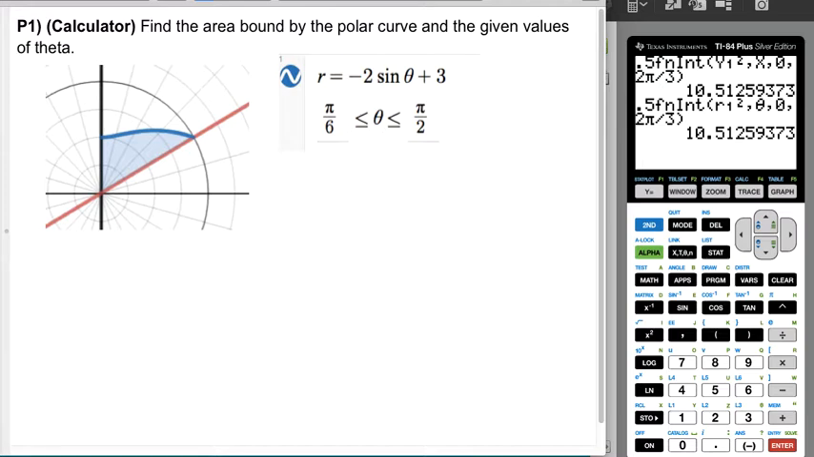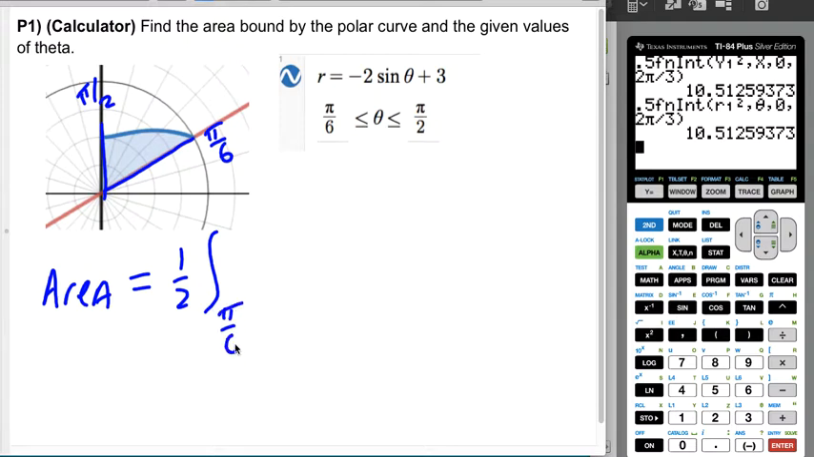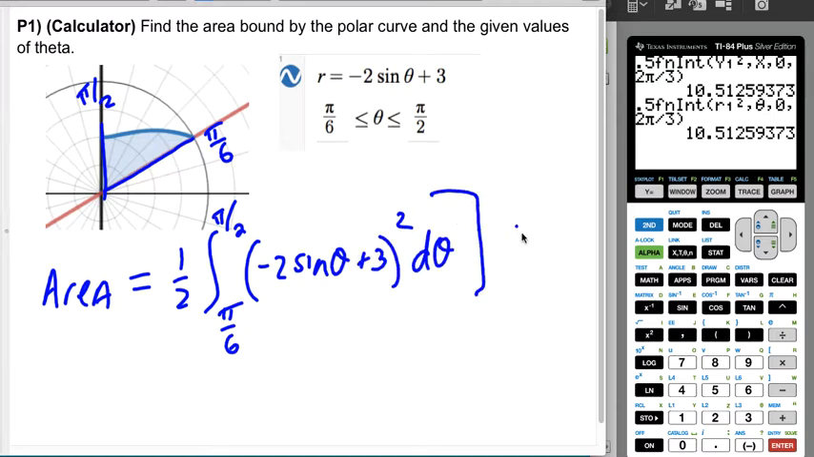Okay, so same thing here. Your job is fundamentally to write the integral and then type. So here's my pi over 6, and this is my pi over 2. This is the area we're talking about. So my job, or rather in this case your job, is to write 1/2 the integral from pi over 6 to pi over 2 of r quantity squared with respect to theta. So this part is you. You have to do that, and then you have to type it in your calculator.